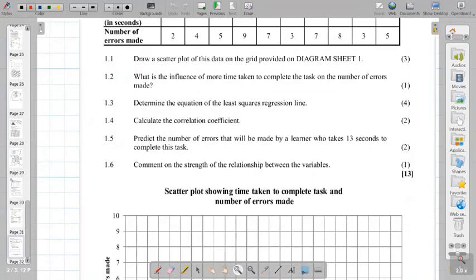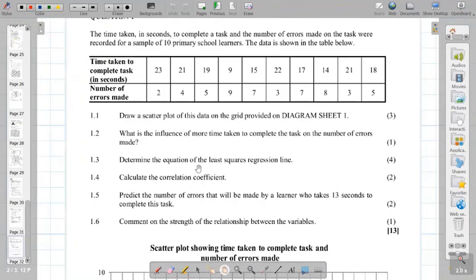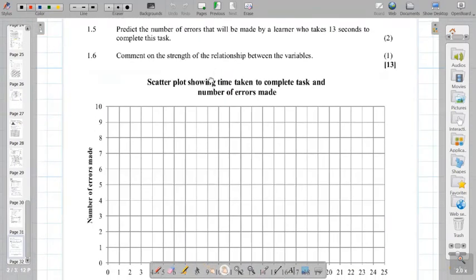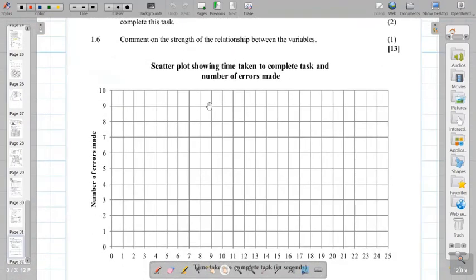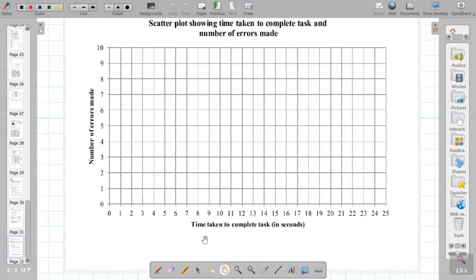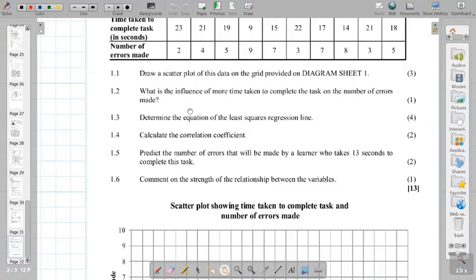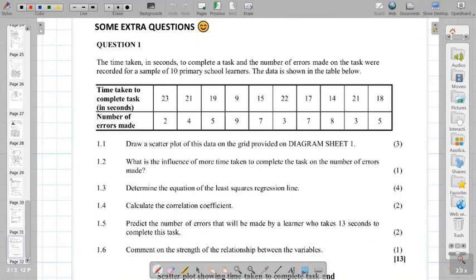All right, our last question. We need to draw a scatter plot. As you see, the x and y coordinates are given already in the table, so don't worry about it. Sometimes it is given on the diagram, like here: time taken on the x-axis, number of errors on the y-axis. So sometimes it is given here, or sometimes it is given in the table. They will tell us the time taken is our x and that's our y values.